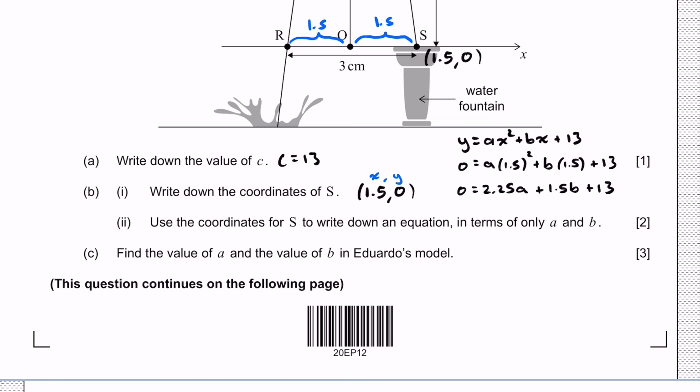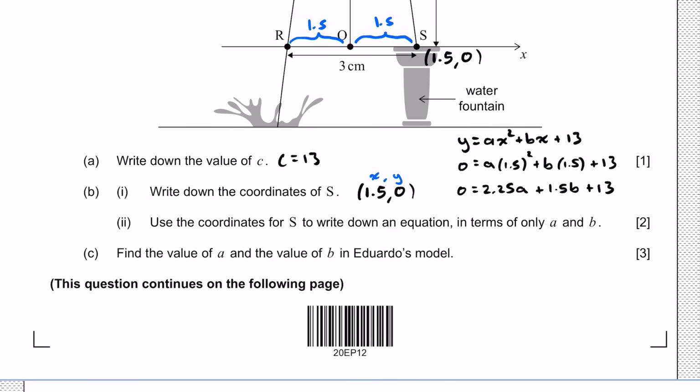Part C, we are asked to find the value of A and the value of B in Eduardo's model. Okay. 3-mark question, not bad. How can we work this out? Oftentimes IB questions are not discrete or siloed or compartmentalized, as in part A is part A, part B is part B. What I mean is that they often lead into one another.